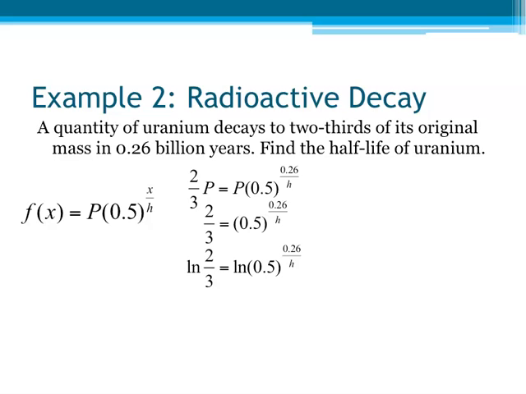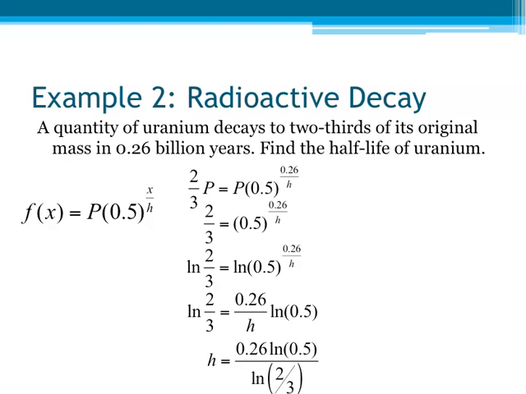The 0.26 over h now comes out in front, and now we have to solve for h. So for this, I would suggest multiplying both sides by h. So now h will be on the left, and then divide both sides by ln of 2/3 to get h by itself. That leaves us with 0.26 ln of 0.5 divided by ln of 2/3.